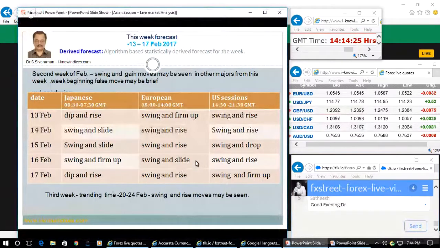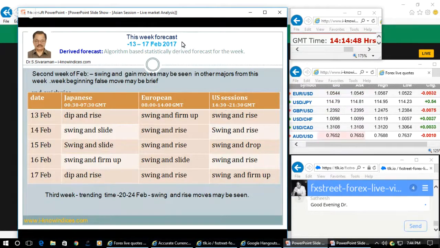The forecast says that they are expected to make the gain, but the gain was not significant, and then they are expected to drop. But what has happened, they made the drop first, and so they are expected to gain the level following the swing and form of move anticipated by tomorrow.